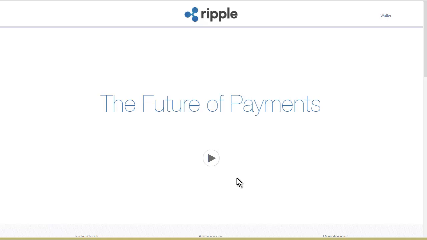Okay, in this video, we're going to start setting up the system. There are essentially three parts to this to set it up. First of all, you need to go to Ripple. This is ripple.com. And then you're going to be setting up a wallet. So you go here to Wallet.